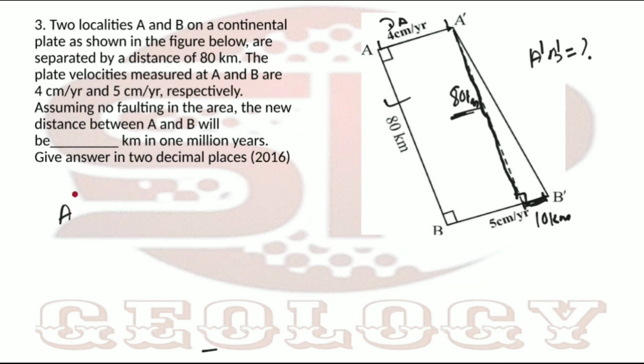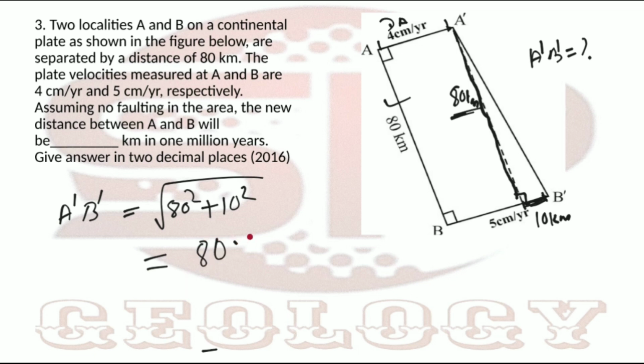That is, A dash B dash will be the square root of 80 square plus 10 square. It will be 80.6225. So you have to give the answer in 2 decimals. So you write down 80.62. So the new distance for A dash B dash will be 80.62.